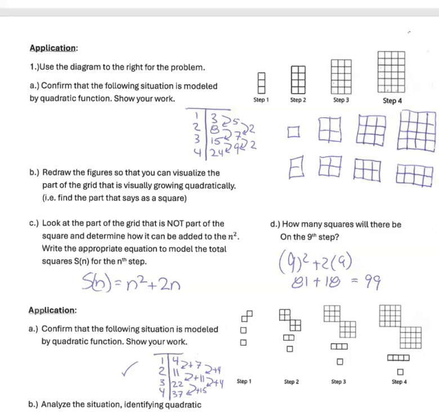Not only that, but just like Ms. Tucker said, you can get that value and divide by 2, and that tells you the number that goes in front of the n squared. So 2 divided by 2 is 1. So we know it's just going to be 1n squared.